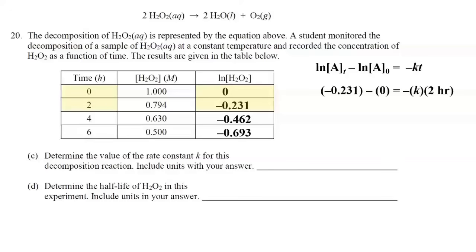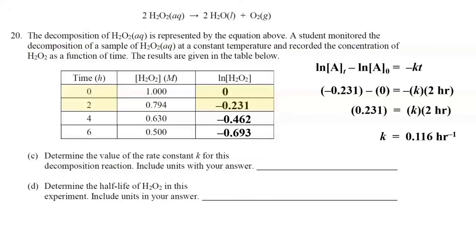So I plug in all of that information into my first order integrated rate law. And now I can solve for K. So 0.231 divided by 2 gives me the numerical value, which is 0.116. Of course, the units of the rate constant are inverse time. For first order kinetics, this would be hours to the negative 1, or inverse hours.